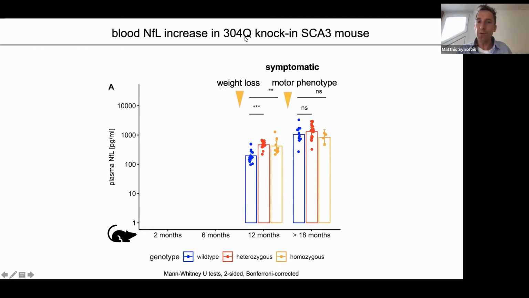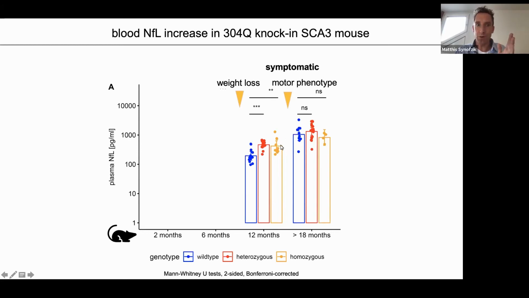So we took the 304Q knock-in mice, and it has two major phenotypes. One is the weight phenotype, which comes first at about month 10 of the age of the mouse. And then it has a motor phenotype, which comes rather late at about month 15. And you see the control, the wild type in blue, the heterozygous mice in red, the homozygous mice in orange. And what you see is already before the motor phenotype arises, the NFL is increased in the heterozygous mice compared to the controls. The same is true for the homozygous mice.